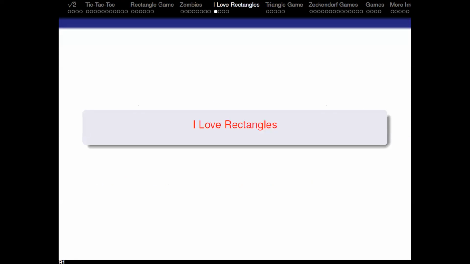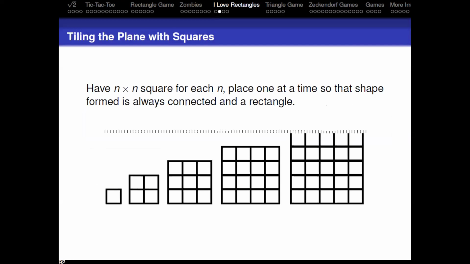All right. So the next one is the I Love Rectangles game. All right. Here's the challenge. Oops, I'm not sure why it's displaying poorly like this. You have exactly 1 n by n square for each n. So you have a 1 by 1, a 2 by 2, a 3 by 3, a 4 by 4, a 5 by 5, and so on and so on.